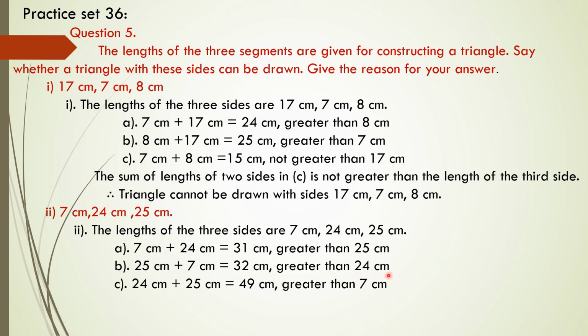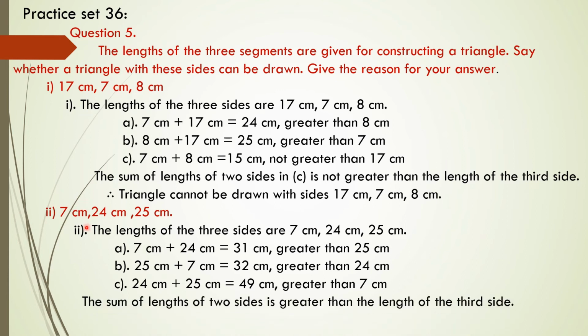And third one, 24 centimeter and 25 centimeter. Therefore 24 centimeter plus 25 centimeter is equal to 49 centimeter. That 49 centimeter is greater than the third side, that is 7 centimeter. Therefore the sum of the length of two sides is greater than the length of the third side. Therefore a triangle can be drawn with the sides 7 centimeter, 24 centimeter and 25 centimeter.